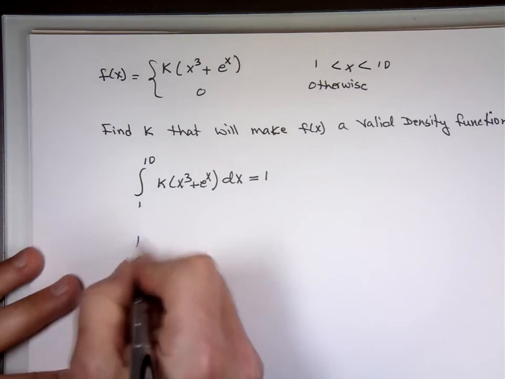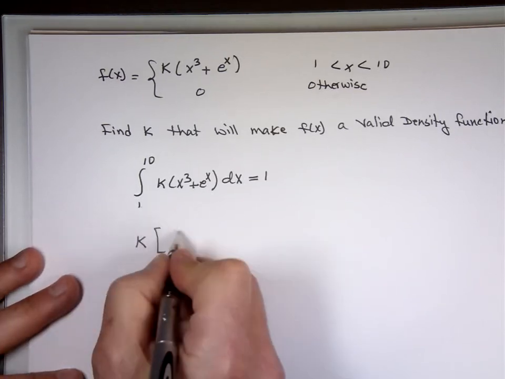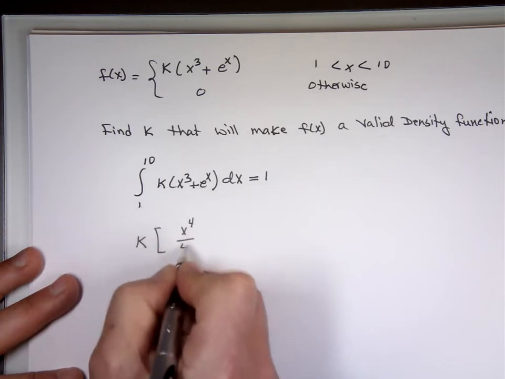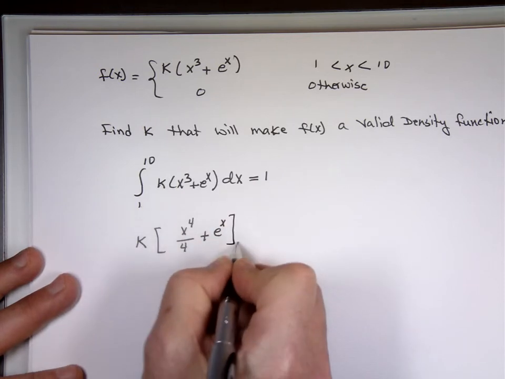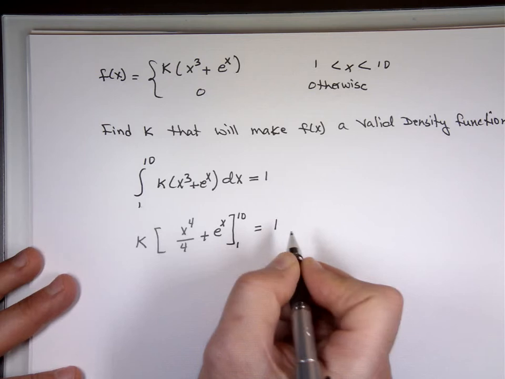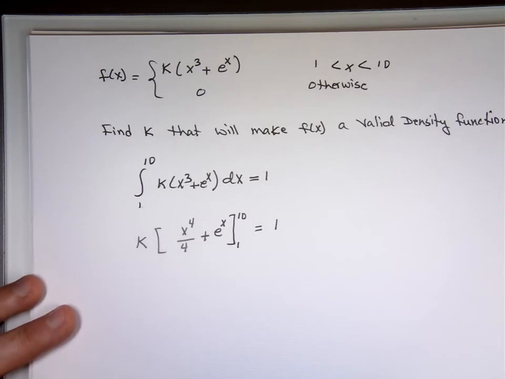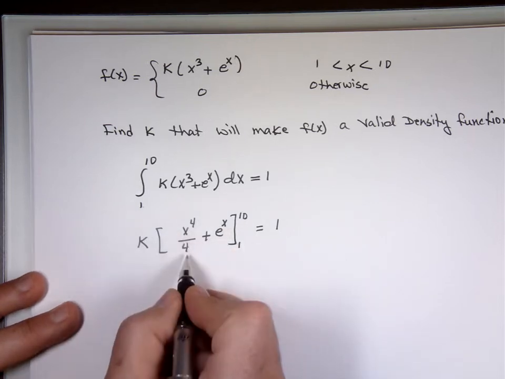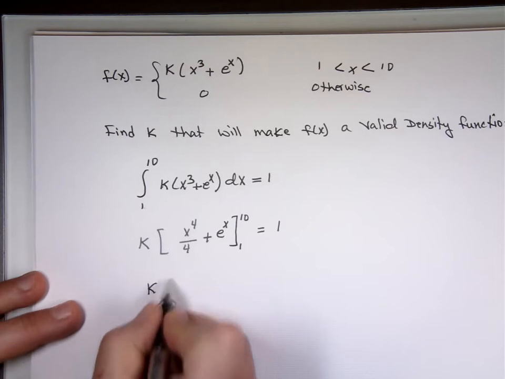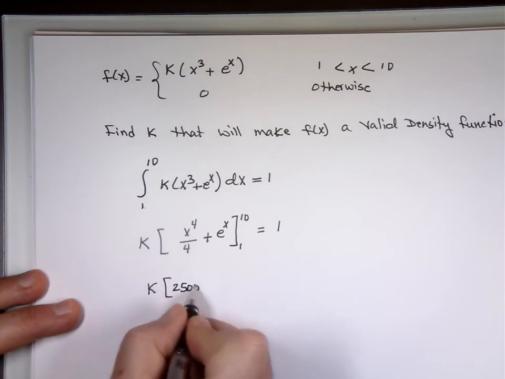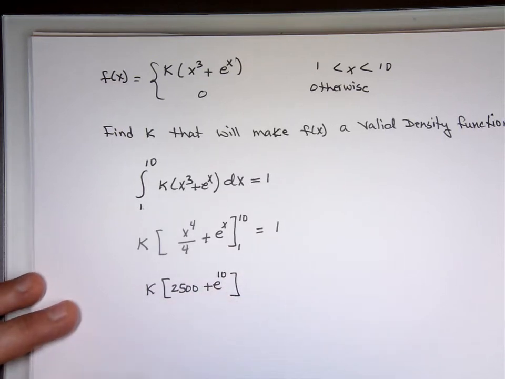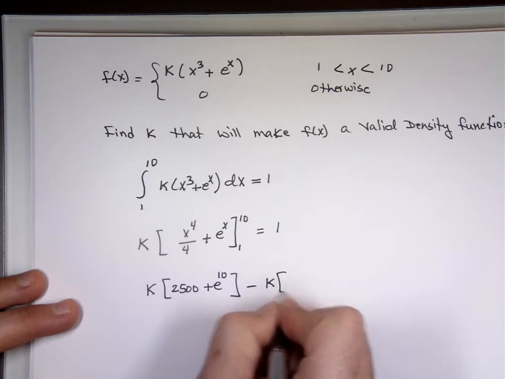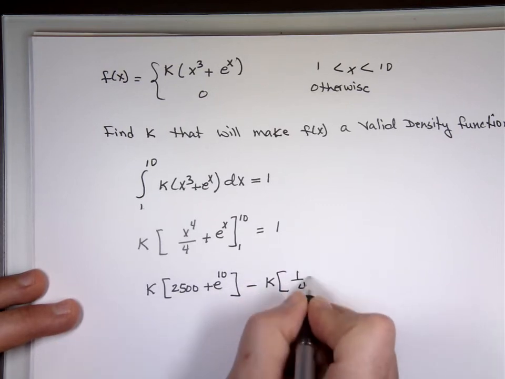Take the k outside. What is the integral of x to the third? x to the fourth over 4. Plus, what's the integral of e to the x? e to the x. Plug in 10 for that. That's 10,000 divided by 4. What's that? 2,500? e to the 10, minus 1 over 4 plus what? e to the 1.